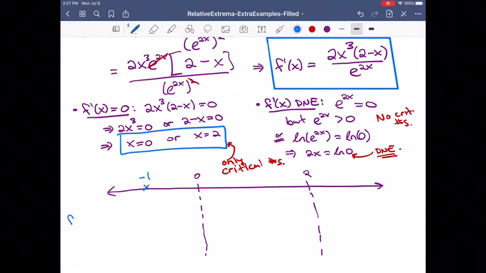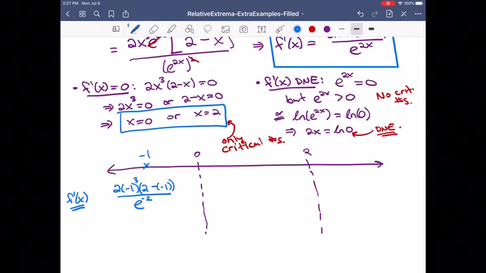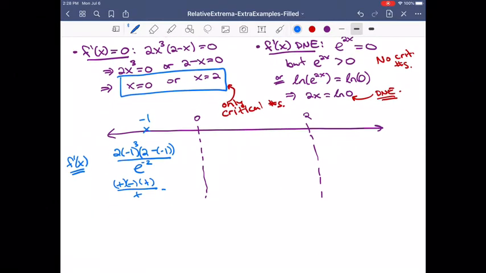Okay, so if I plug into the derivative, I'm going to have 2 times -1 cubed, 2 minus -1 over e to the -2. Now, the 2 is positive. -1 cubed is negative. 2 minus -1 is actually 2 plus 1, so that's positive. And e to any power is always positive. So what we get is a negative over a positive, which is going to be a negative. So we're going to be decreasing on this interval.